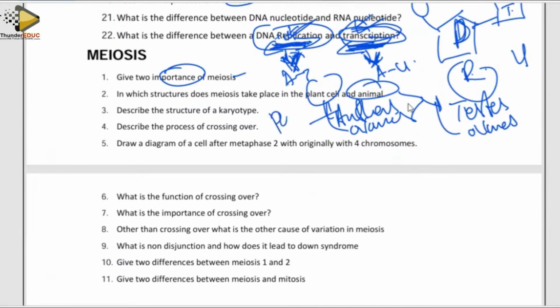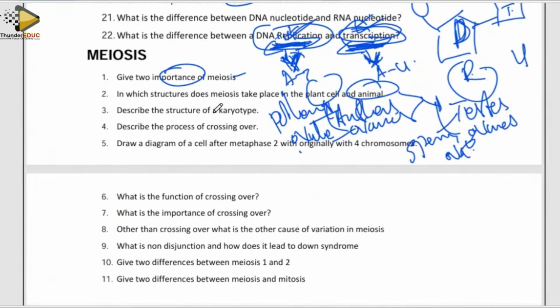Anthers produce pollen grains. Ovaries produce ovules in plants. Testes produce sperms. Ovaries produce ova. Yes. Then we go to the next question.